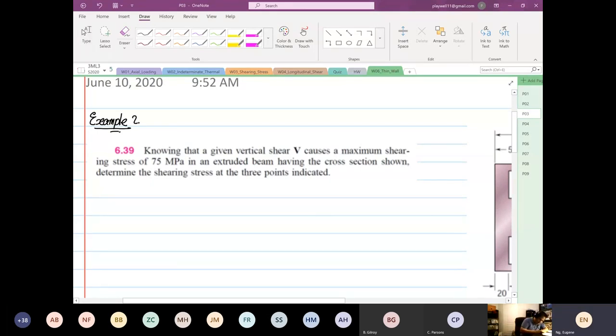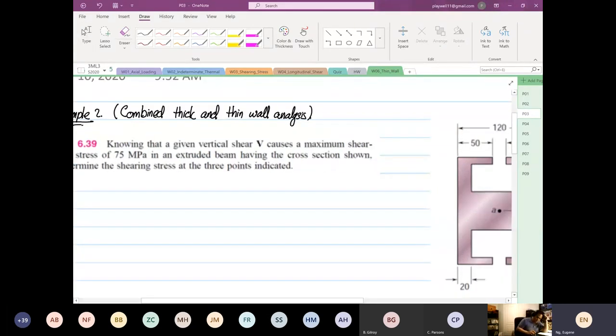So now, this problem comes when you have a combined thick and thin wall analysis. Can you see this now? Thick and thin wall analysis. Okay, let's read the problem first. Knowing that a given vertical shear V causes a maximum shearing stress of 75 megapascal in an extrusion beam, having the cross section shown, determine the shearing stress at the 3 points indicated, okay?